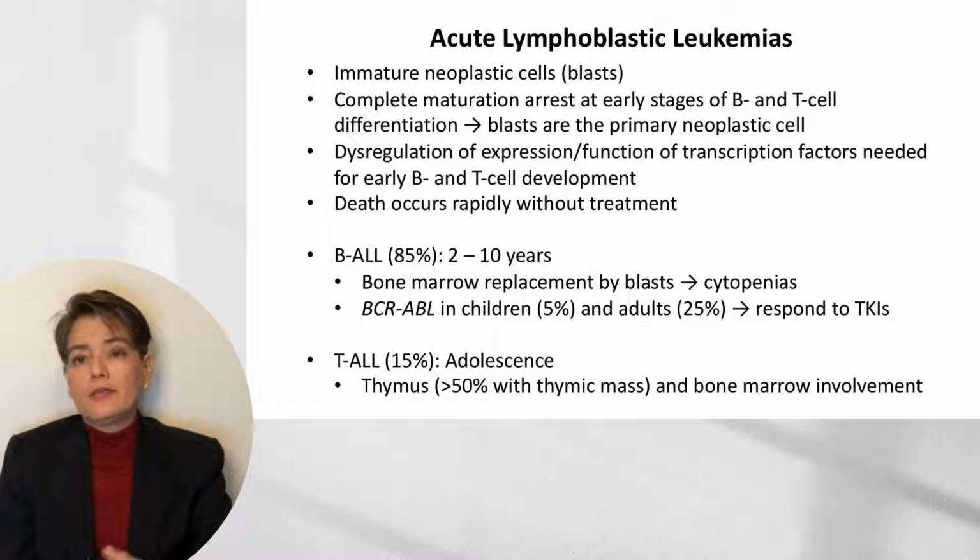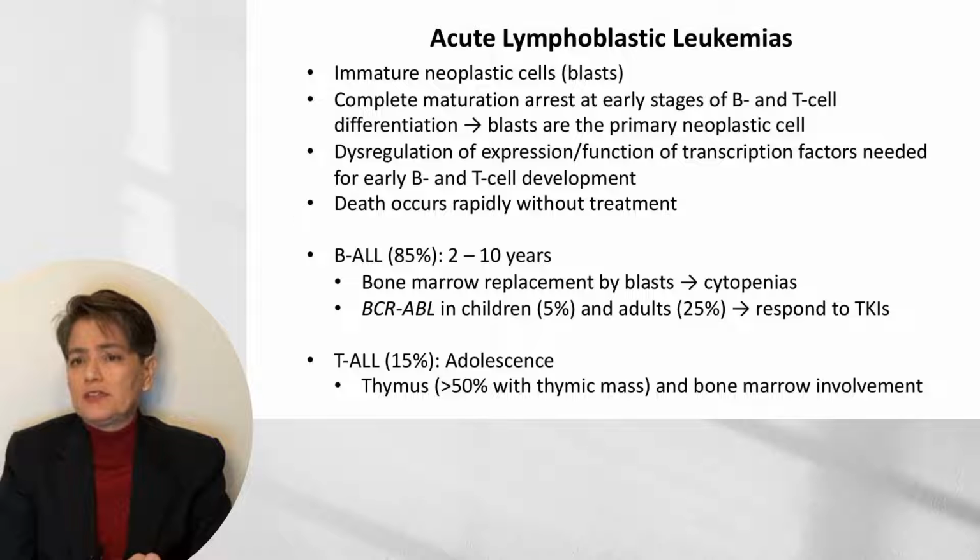So as I mentioned, these are going to be composed of our immature neoplastic cells, so blasts. Now, with the mutations that we get in ALL, we're going to get complete maturational arrest at early stages of B and T cell differentiation. So what this means is that almost all of the cells that we see, the neoplastic cells, will be blasts. This is in contrast, which we'll see in acute myeloid leukemia, in which we can get about 20% blasts or more.